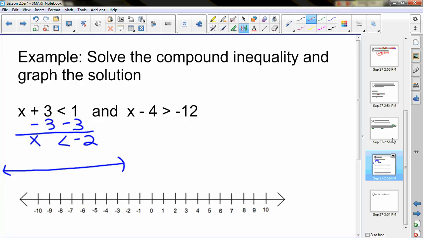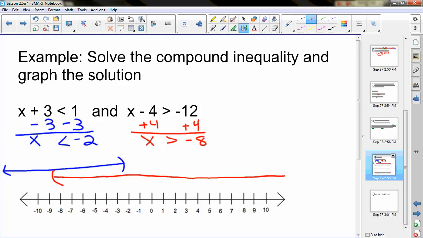Okay, so this other one, x minus 4 greater than -12, I want to solve that in red. Somebody tell me what to do to solve it. What do I do? Add 4. Good job. I'm going to add 4 to both sides. When I add 4 to both sides, I'm going to get x is greater than what? -8. Good job. So when I shade this one, I'm going to go to -8 and put a parenthesis, and I'm going to shade greater than. Now we're going to go to the main number line.